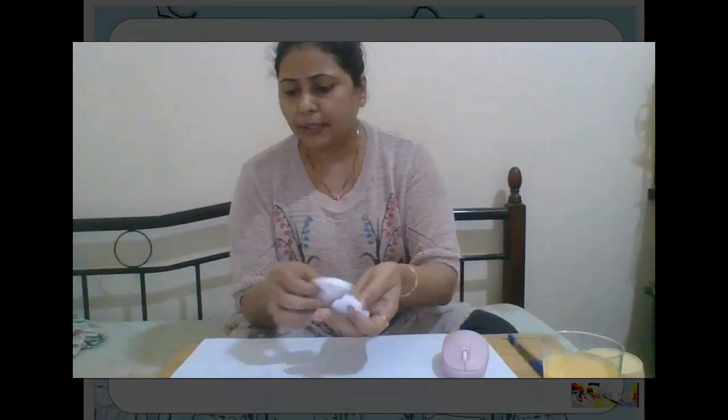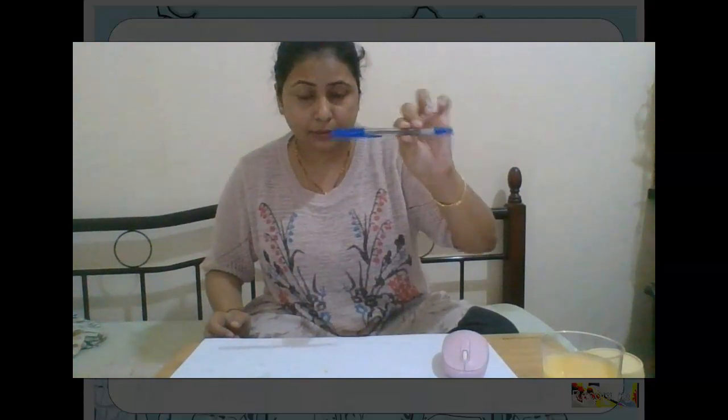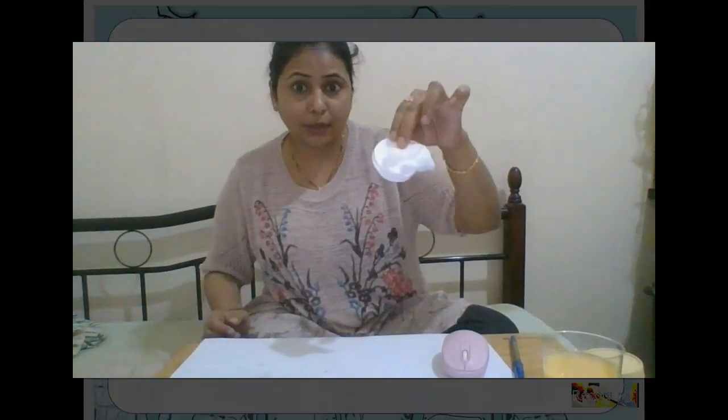For example, cotton is solid. Is it hard? Is it easily breakable? Yes, it's easily breakable, but it's still solid. So not all solids are hard. Some solids are very soft. Can we pour a solid?